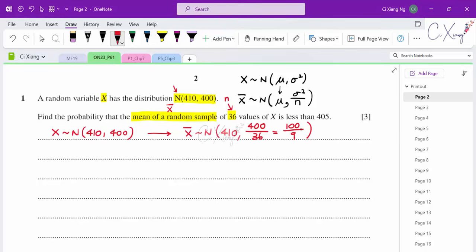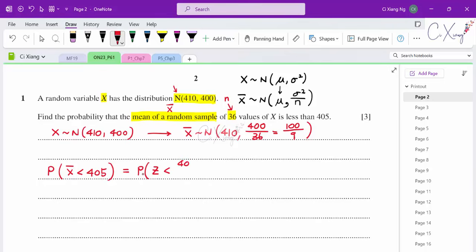Okay, so go back to the question. They're asking us to find the probability. So I write P, probability, mean of the random sample, that means sample mean, so x bar less than 405. Please take note that we already know the sample mean distribution here is also normally distributed because the population originally is normal. Therefore, to calculate the probability for the sample mean, just like in normal distribution before, you have to standardize it to become Z first.